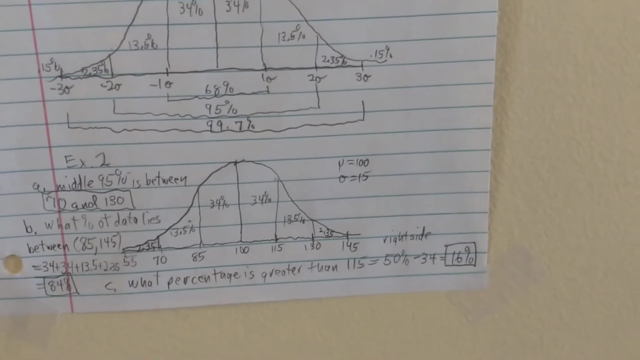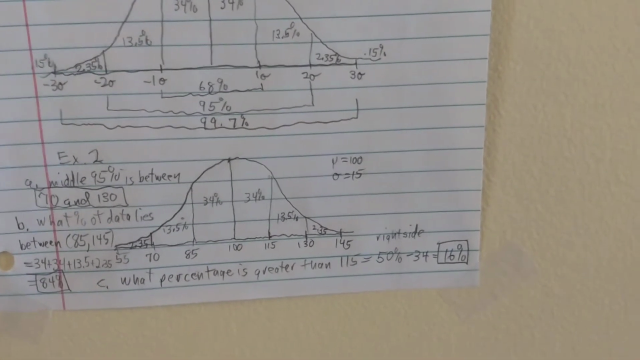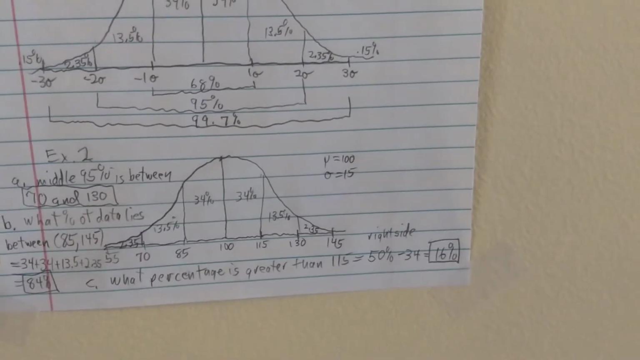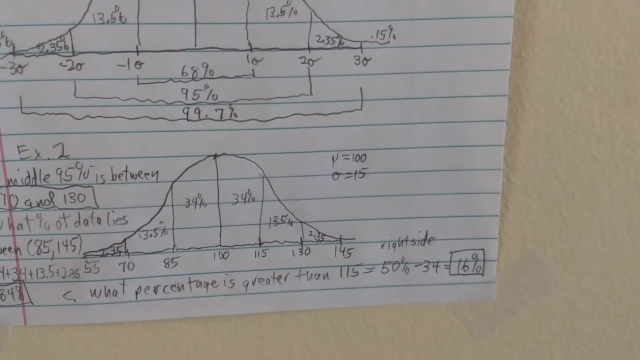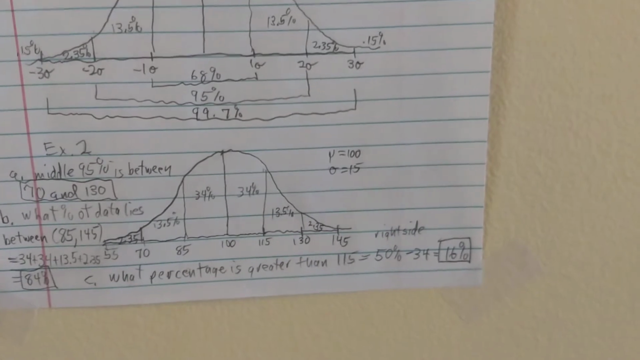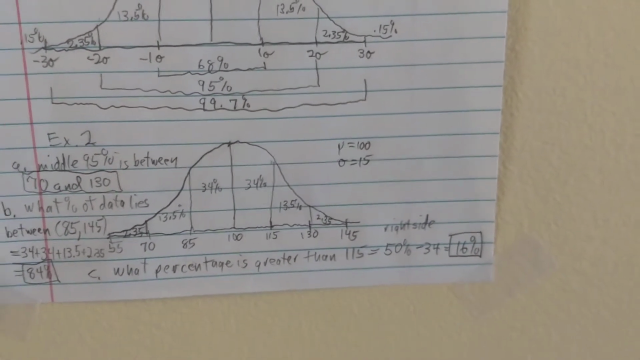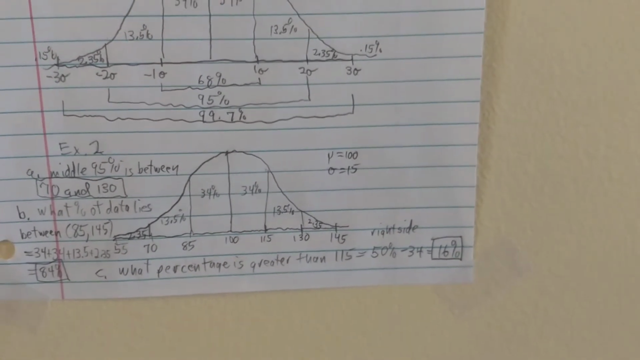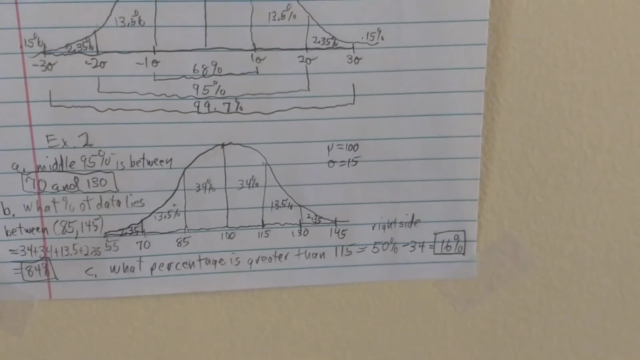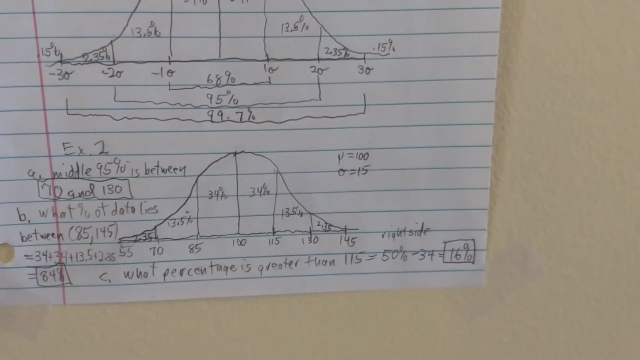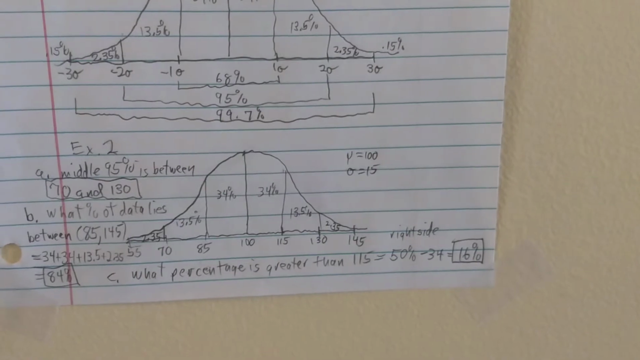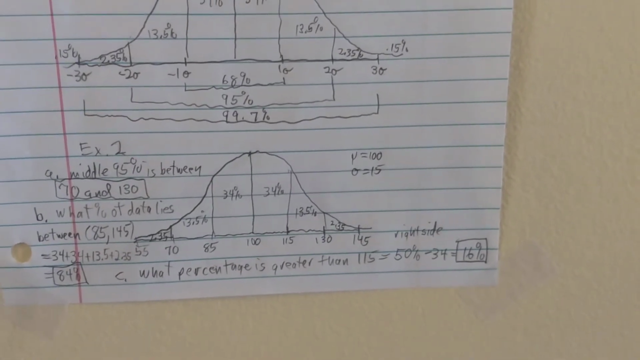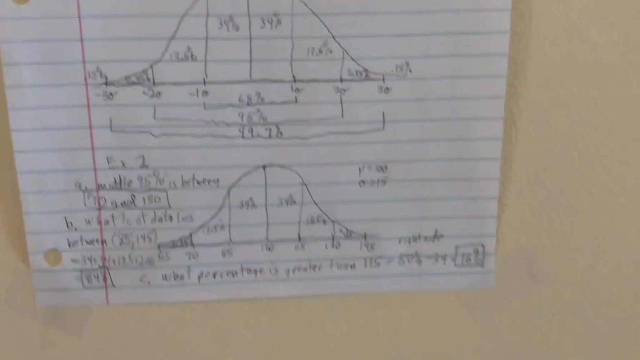And what percentage is greater than 115? Well, now instead of adding all the little numbers, we can take it as the whole right side minus the amount from 100 to 115, which is what we don't want. We want the amount greater than that. So the whole right side minus 34 gives us the amount greater than 115, which turns out to 16%.